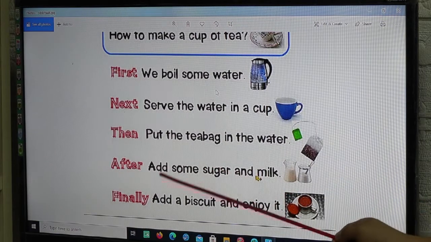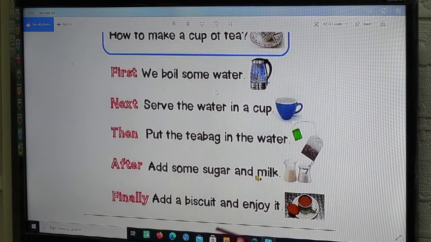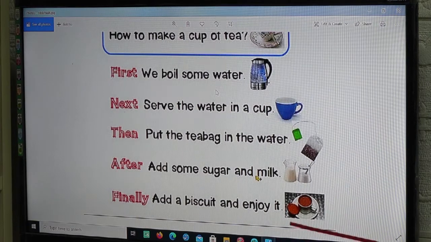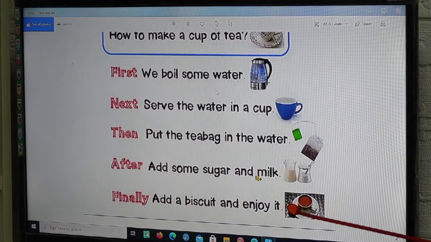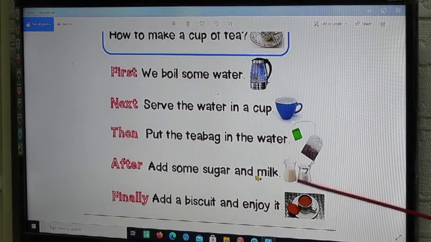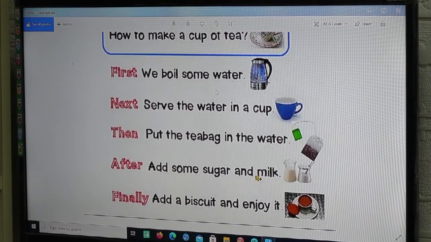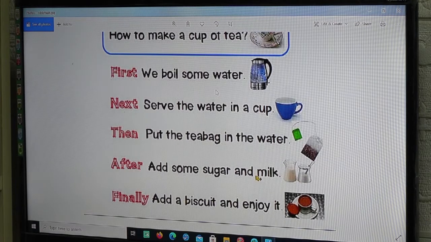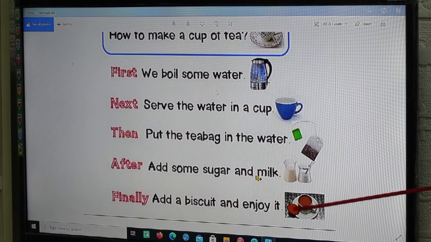After that, add some sugar and milk. Finally, add a biscuit and enjoy. You can see here there's a small tiny biscuit, right? Now in England, or in the US where I grew up, we like to have tea with some biscuits. Now, I grew up calling this cookies, right? And so we would dip the cookies or the biscuits in the tea, and then the tea will be inside the biscuit, and then you bite it, and it's so delicious, right?